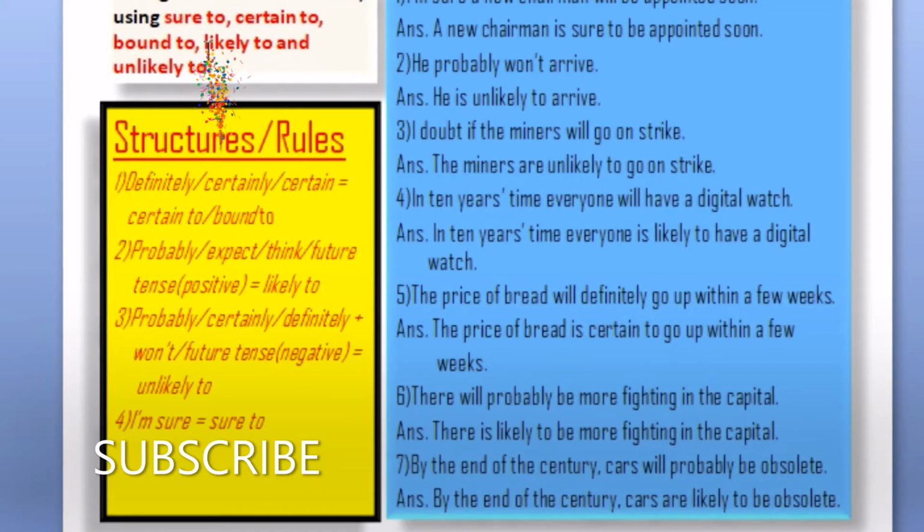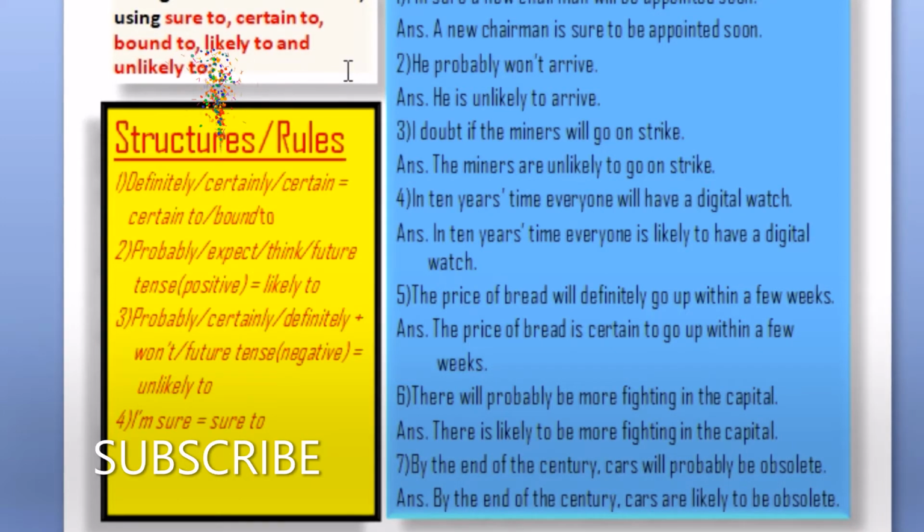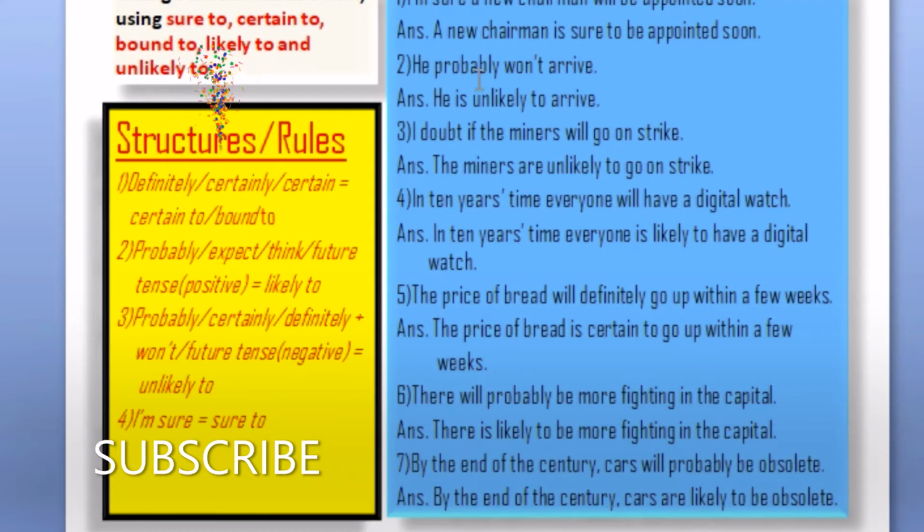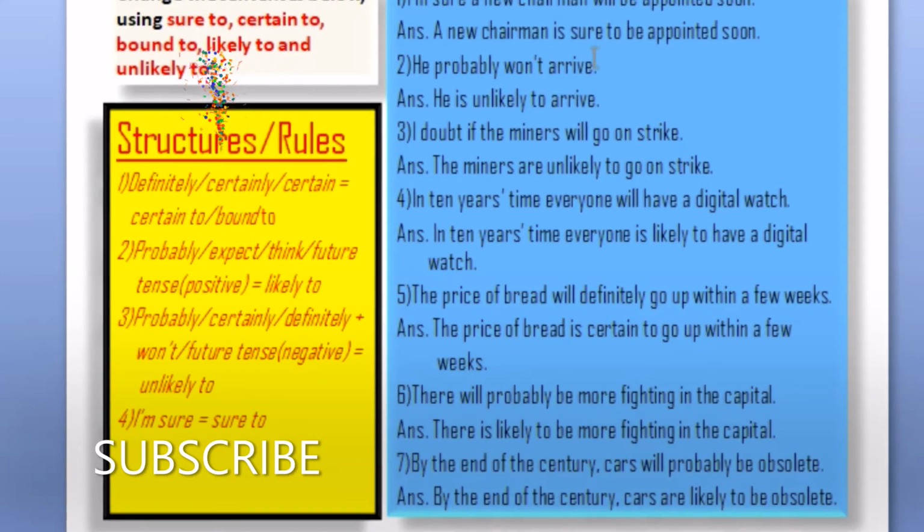Change the sentences below using sure to, certain to, bound to, likely to, and unlikely to. Let's understand by examples one by one. Number one, my dear, I am sure a new chairman will be appointed soon. As I told already, I am sure is equal to sure to. That is why a new chairman is sure to be appointed soon. A new chairman is the subject there. Number two, he probably won't arrive. Probably won't is equal to unlikely to. You can see the structure as well, my dear. That is why he is unlikely to arrive.